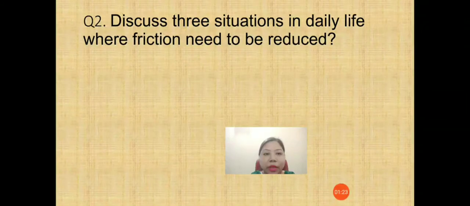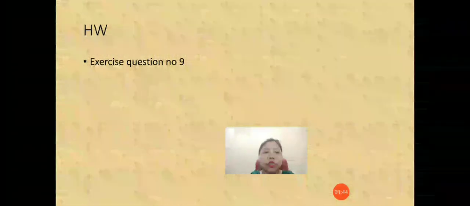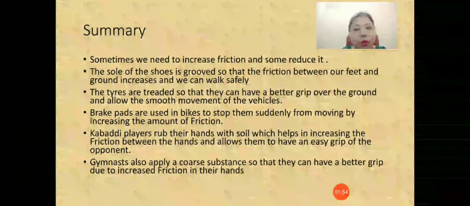Question number 2. Discuss 3 situations in daily life where friction needs to be reduced. So you need to write about 3 situations in your day-to-day life which you see around and where friction needs to be reduced. Today's homework is exercise question number 9. So this is all for today's class.